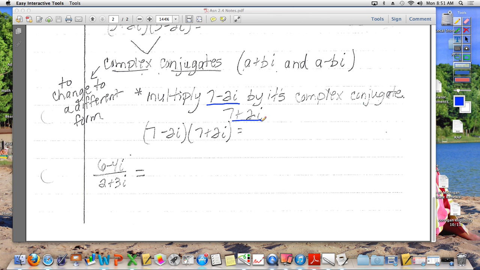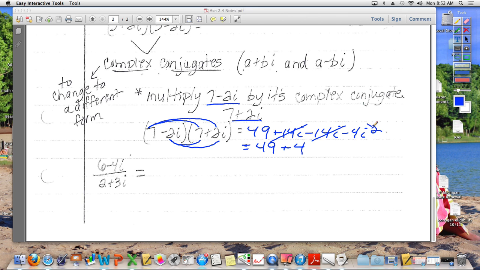We're supposed to multiply them. What do we know based on what we saw above? What's going to happen? The i's are going to cancel out. It's going to be a number. The i's are going to go bye-bye. Yes, so let's do it. 7 times 7 is 49. 7 times a positive 2i is 14i. Negative 2i times 7 is negative 14i. And then negative 2i times positive 2i is a negative 4i squared. The 14i's cancel out, leaving us with 49 plus 4.